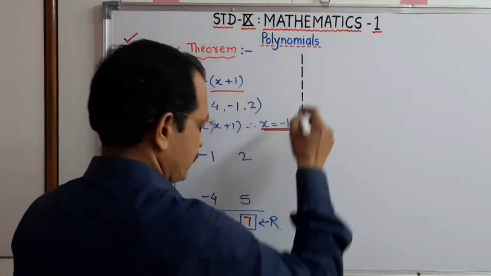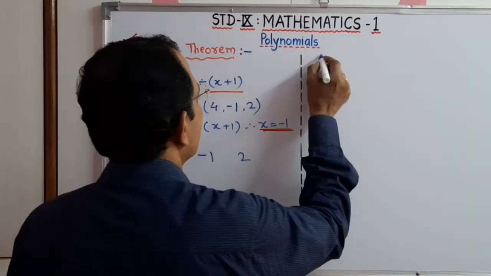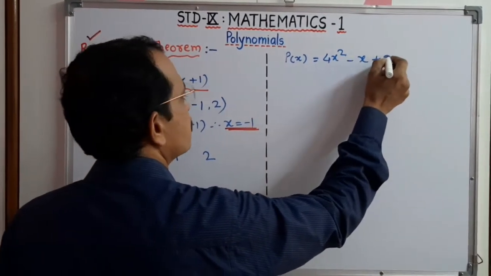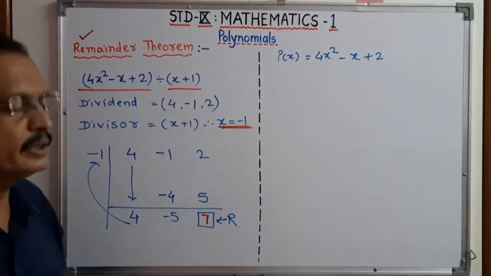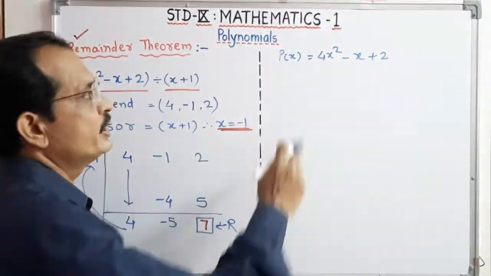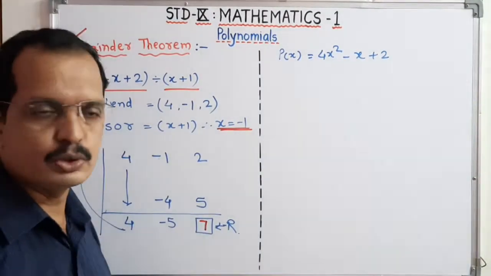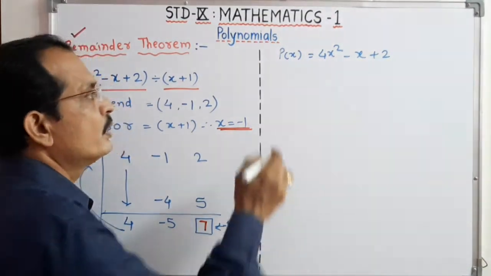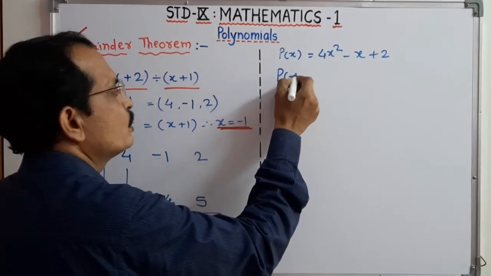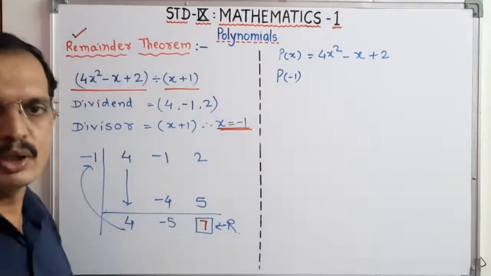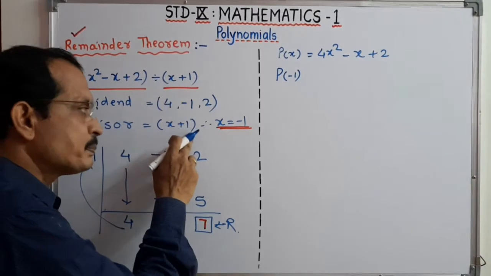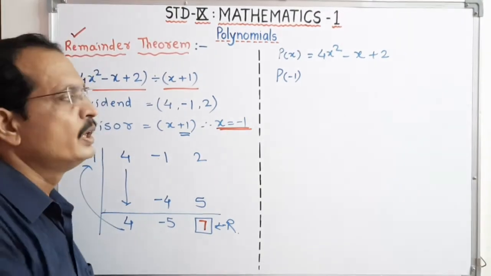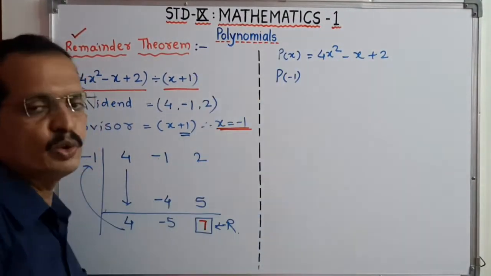Dear students, see here. Suppose we write here p(x) is equal to 4x square minus x plus 2. p(x) is the polynomial which is the dividend. And we have to find the value of this polynomial for x is equal to minus 1. I have already explained why we are taking minus 1: because the divisor is x plus 1, and the opposite number of plus 1 is minus 1, and therefore we are finding the value of this polynomial for x is equal to minus 1.